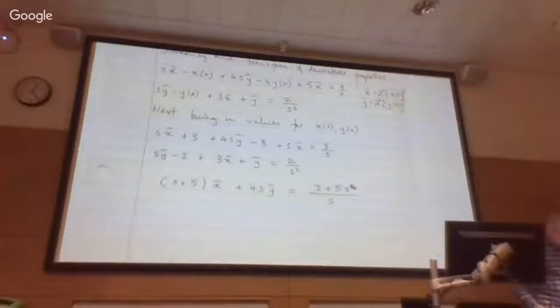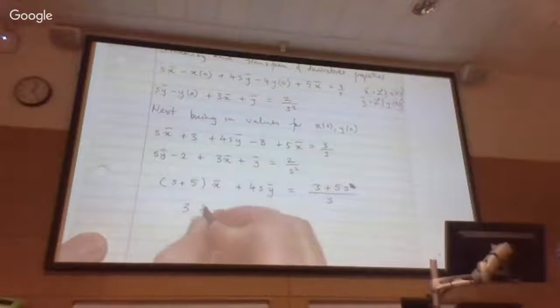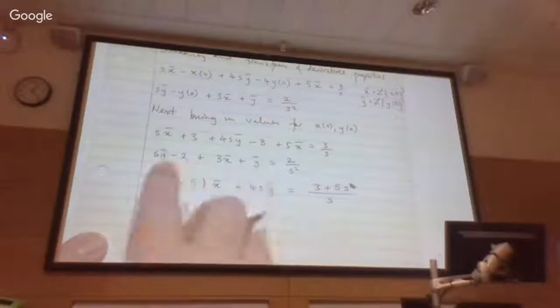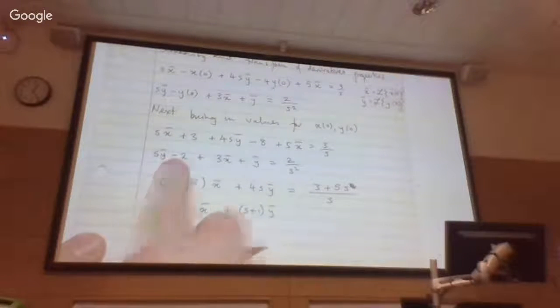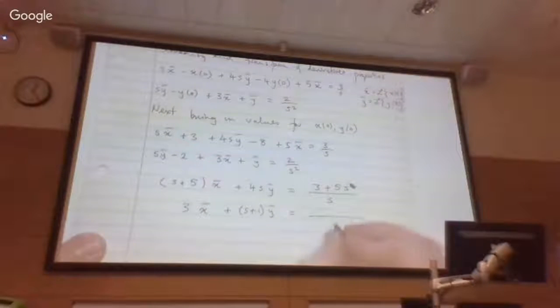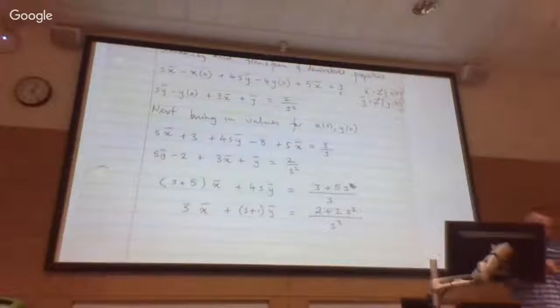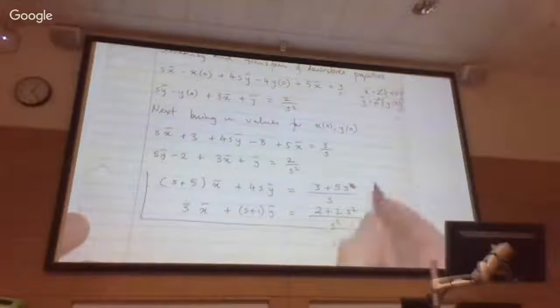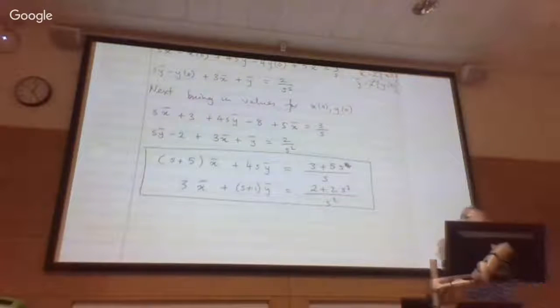Then the second equation, similarly. What x bars do we have? We just have 3x bar. And what y bars do we have? We've got s plus 1. And then the constant minus 2 becomes a plus 2. We've got 2 over s squared plus 2, which is 2 plus 2s squared over s squared. And I'll put a box around that. So that's my pair of transformed equations tidied up.